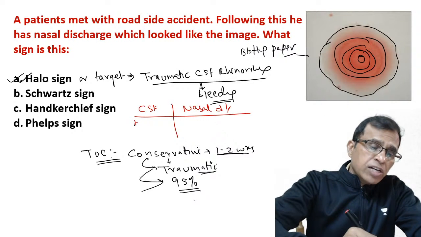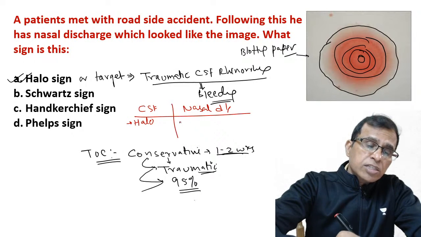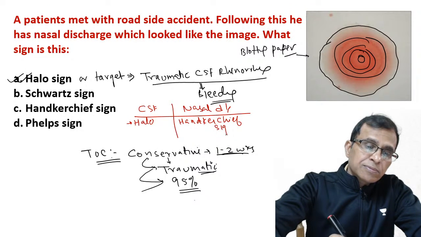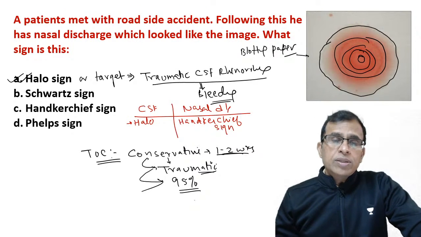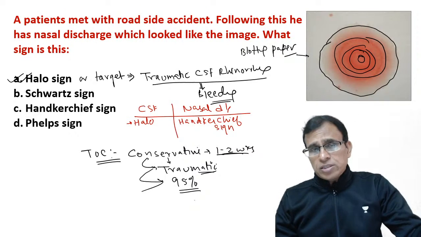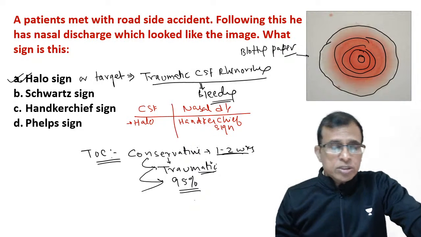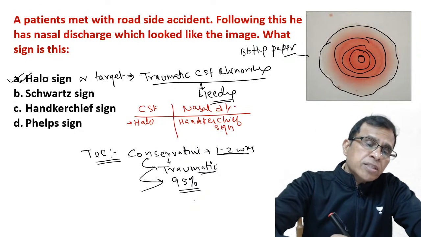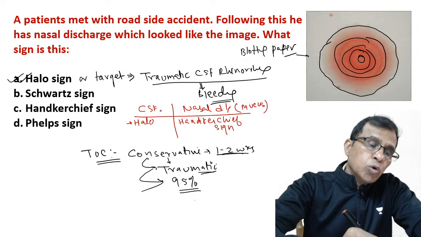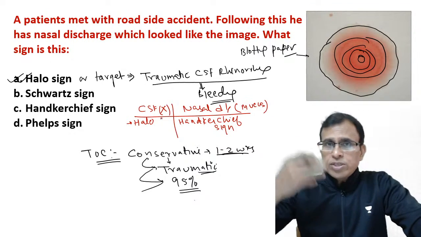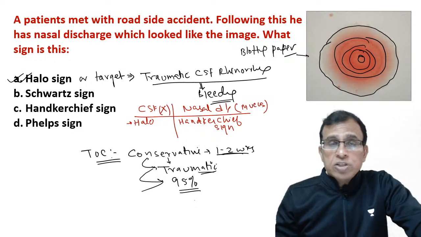In CSF, we have a halo sign. In nasal discharge, we have handkerchief sign. So handkerchief sign has nothing to do with CSF rhinorrhea. It is just to differentiate a CSF from normal nasal discharge. Because normal nasal discharge has mucus. CSF has no mucus. Obviously, mucus comes from the nasal glands. CSF does not have mucus.